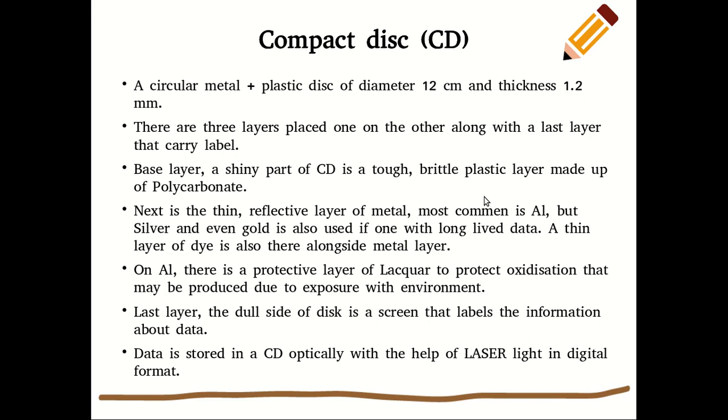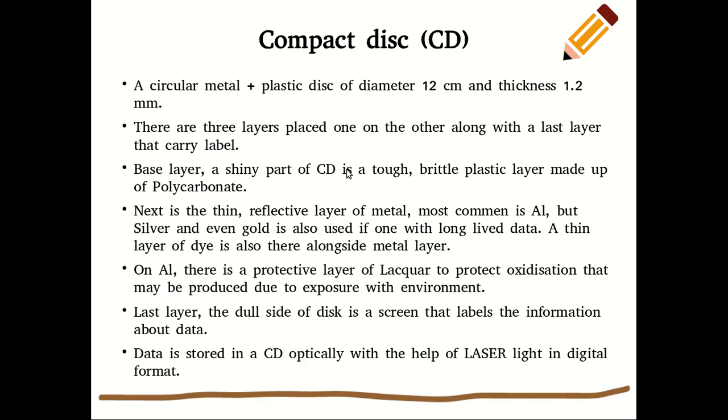The next aid that is used to record sound is very well known to all of us, and is nothing but the compact disc, widely known as the CD. A CD is nothing but a circular disc having a diameter of about 12 centimeter and a thickness of 1.2 millimeter. But this circular disc is not only made up of metal, or only of plastic, but it is a combination of metal and plastic.